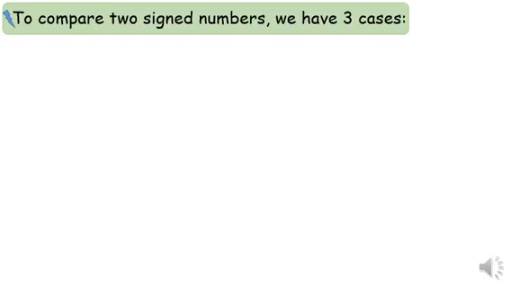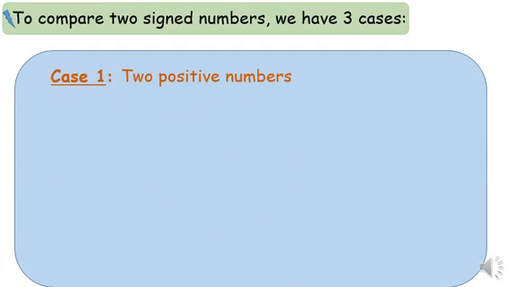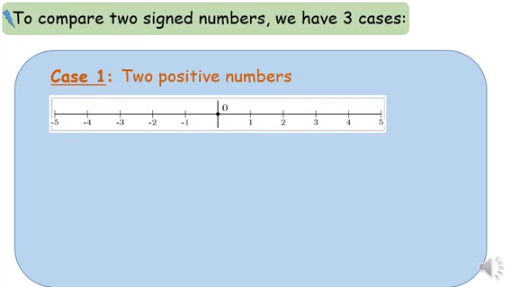To compare two signed numbers, we have three cases. Case 1, two positive numbers. First, let's remember the number line. We have the origin. We have to the right positive numbers and to the left negative numbers.